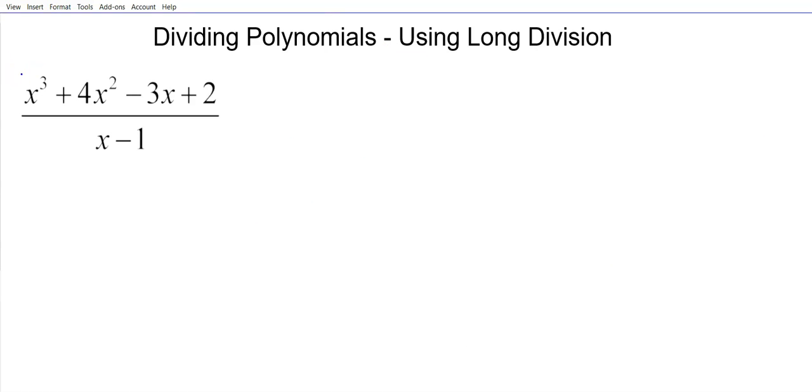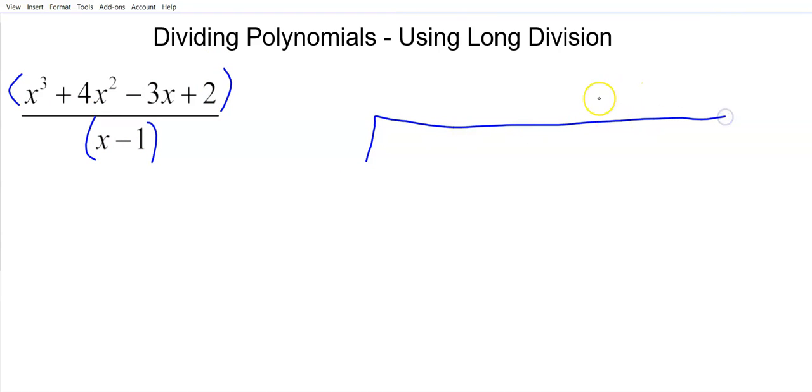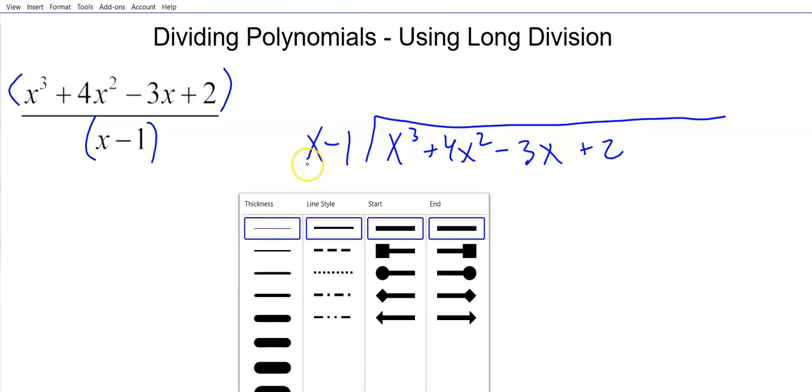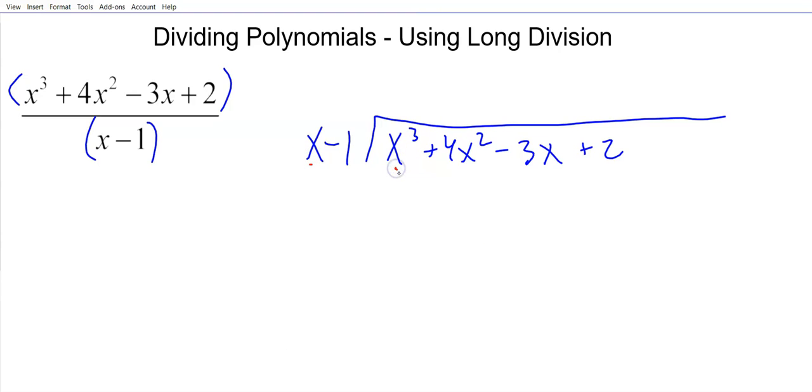So let's do long division. Similar kind of thing. These are grouping symbols, so we're dividing those. I'm going to try to keep things real organized when I do this. So x cubed plus 4x squared minus 3x plus 2 goes in the house. x minus 1 is what we're dividing by. That's our divisor. For the first thing here, we're looking at x, the first term of each.